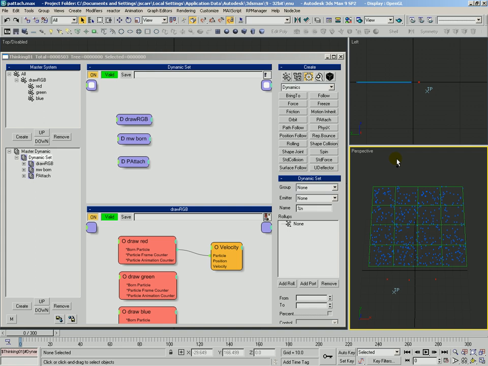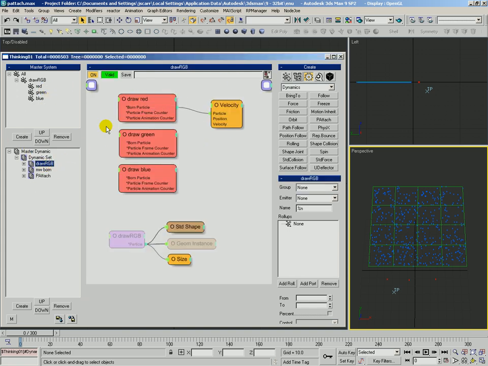In this video, we're going to take a look at PAttach. PAttach is a dynamics operator that's going to connect one particle to another, and it's kind of like linking in regular Max so that it inherits all the rotation and translation of the source object. It kind of creates a hierarchy, but of course it does not really affect the group hierarchy. Anyway, let's go ahead and take a look.